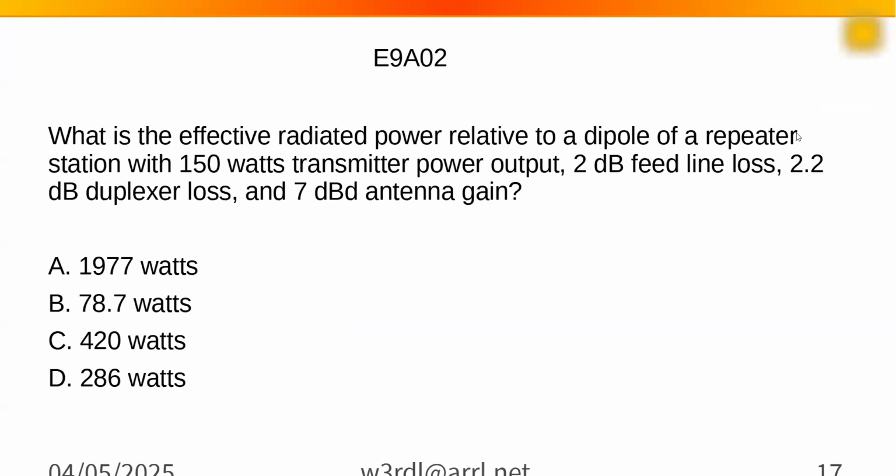What's the effective radiated power relative to a dipole of a repeater with 150 watts power output, 2 dB feed line loss, 2.2 dB duplexer loss, and 7 dB of gain? You need your calculator. No, I just need to remember the previous slide. Yeah, but you know, in 5 weeks, you won't remember that. Oh, yes, I will. If that's the one on the test, I'll get that one. All right. Which one is it?